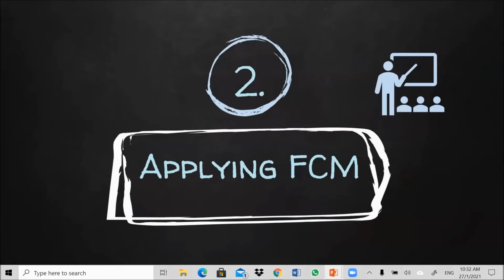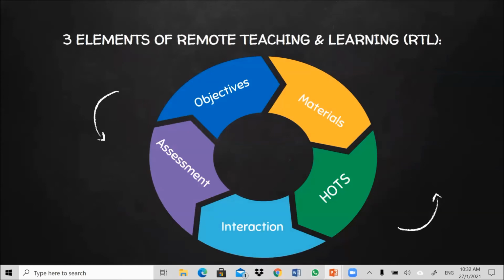Now we're going to apply FCM. This is part 2 of our workshop, and it's just a little bit of theory. This is my idea of the must-haves. If you're designing materials online for remote learning, you must have objectives. You've obviously got to have online materials, high-order thinking questions, interaction, and assessment. These are the must-haves, the basics of flipped classroom and also remote learning. Any comments?